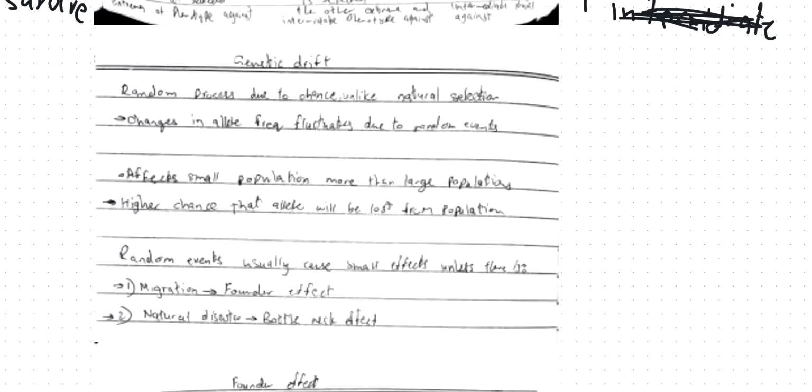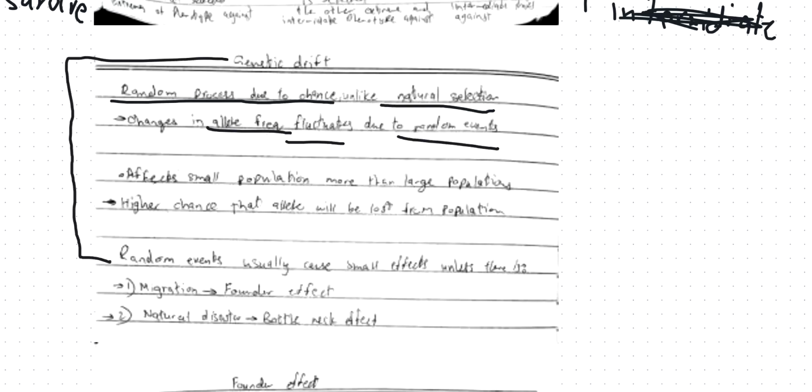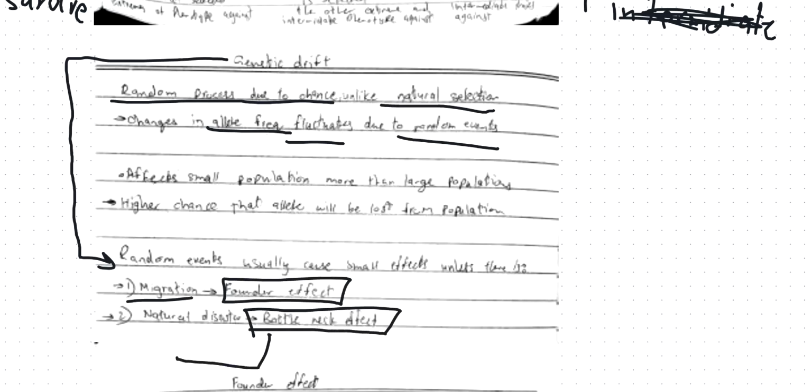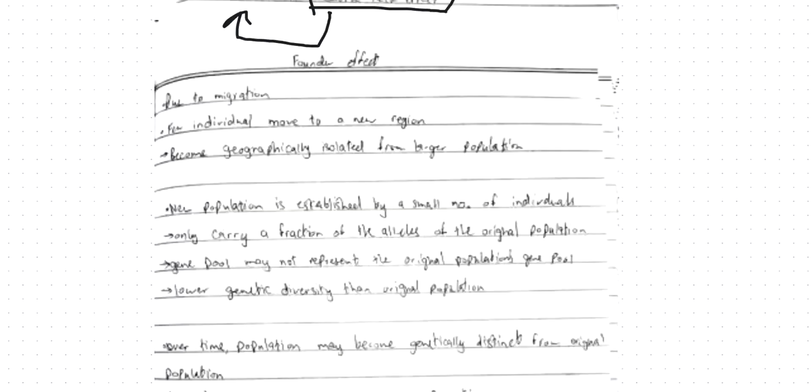Genetic drift is when there is a random process due to chance, unlike natural selection. And in genetic drift, you'll have a change in allele frequency. And remember that there are two types of genetic drift. The migration, which is called the founder effect, and the second type of genetic drift is called the bottleneck effect. And this type of effect is caused by natural disaster.